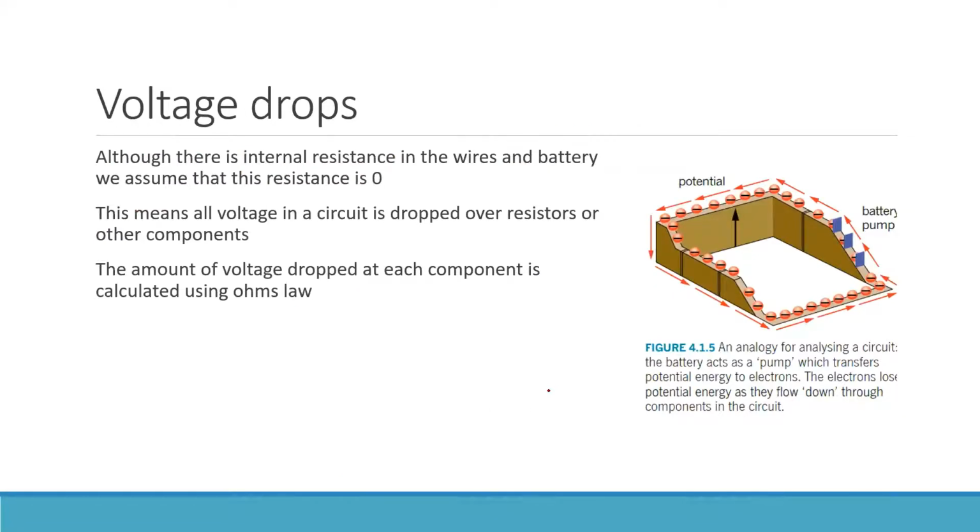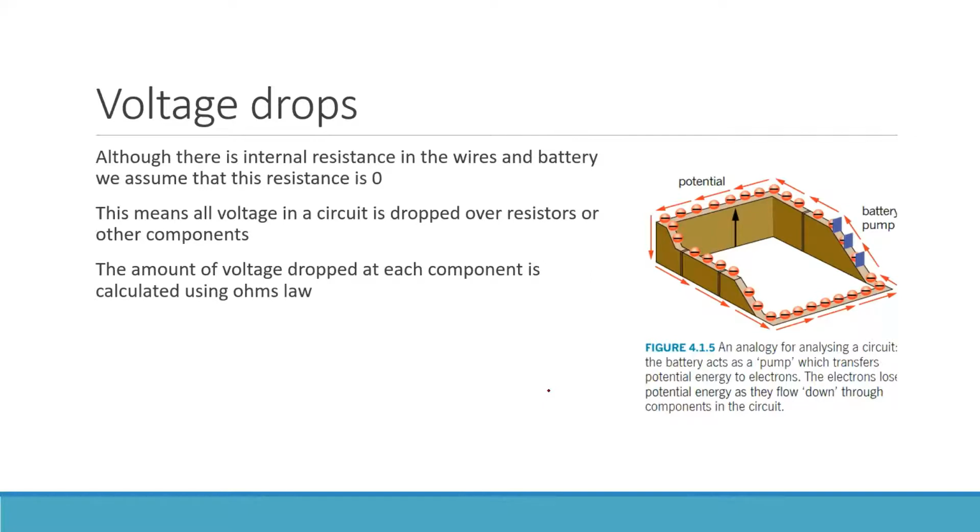One last thing about voltage drops before we start to look at circuits in general. Although there is an internal resistance in the wires, and there is a resistance in the battery, we assume that this resistance is 0. Unless we have to calculate the resistance in the battery, we're just going to assume that the voltage drop through wires is 0. Now this isn't obviously correct. Any circuit left running for long enough will get hot, because when there are voltage drops in wires, the wires will get hot.